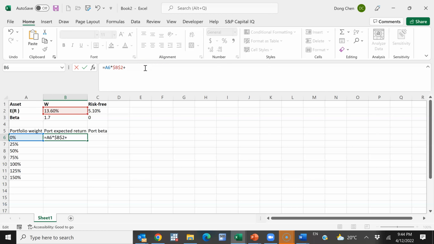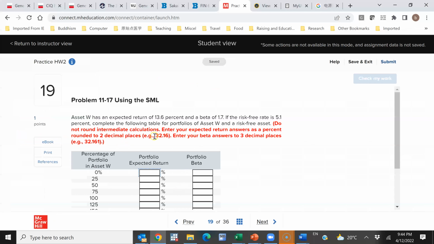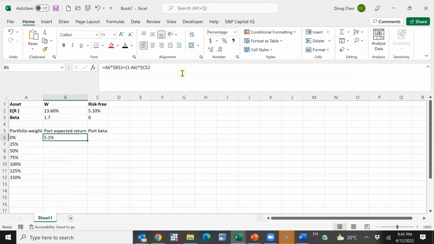Because this is only the portfolio weight on asset W multiplied by the expected return on asset W, we still need to use 1 minus the portfolio weight on asset W, which is the portfolio weight on the risk-free asset, and then multiply by the expected return on the risk-free asset. And again, I want to fix the cell value for the expected return of the risk-free asset because later on I want to drag the cell to the other portfolio weights. And I want to keep 2 decimal places, following this rounding requirement.